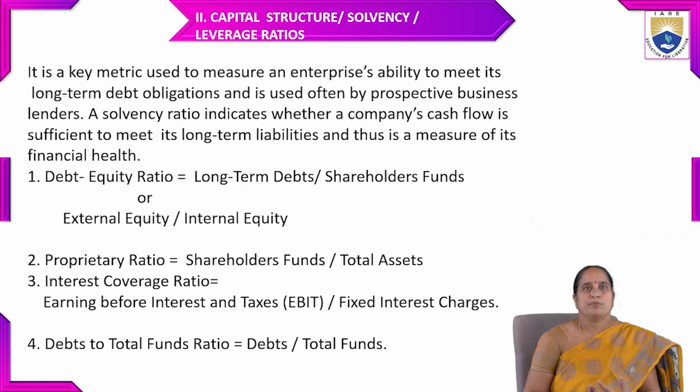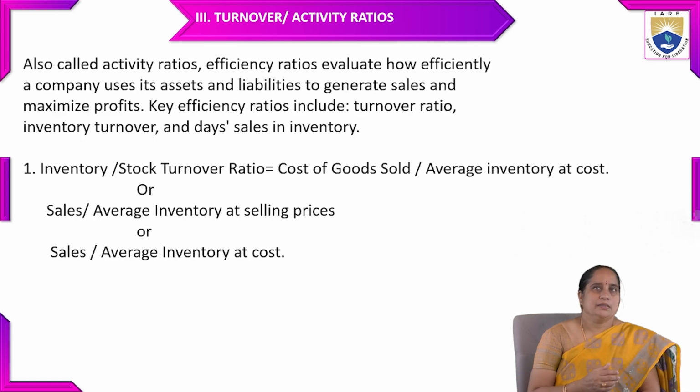And second one is proprietary ratio, which can be computed by the formula proprietary ratio is equal to shareholders fund divided by total assets. Third one, interest coverage ratio is equal to earning before interest and taxes, which is known as EBIT, divided by fixed interest charges. And fourth one, debt to total funds ratio, which is equal to debt divided by total funds. And third category is turnover or activity ratios.